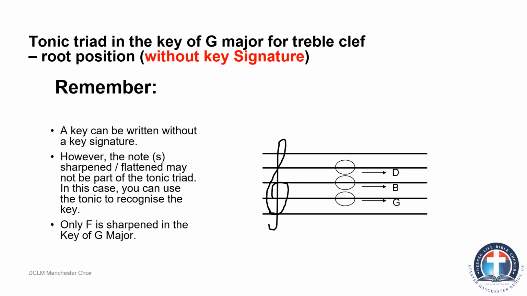So if you're looking for an accidental, you won't be able to identify it now. In order to identify this particular key, check the tonic. Why? Because of course it's a tonic triad. It starts with the tonic. So you look at the tonic. It's G. The tonic triad is G, so the key for the tonic triad is G major. That's how you're able to identify it.